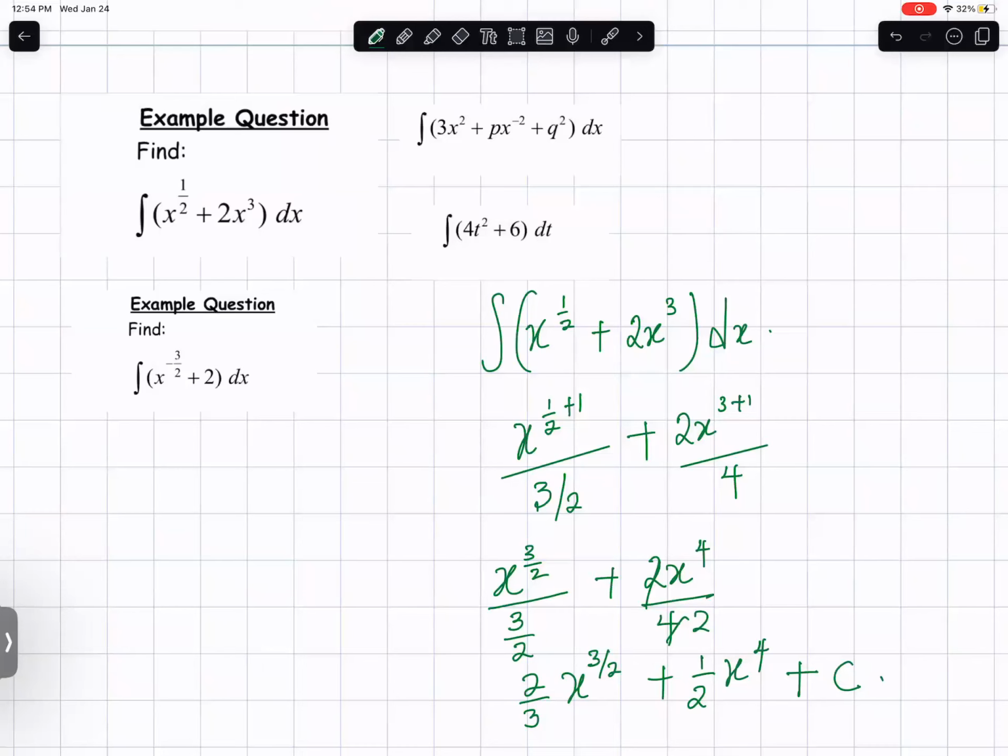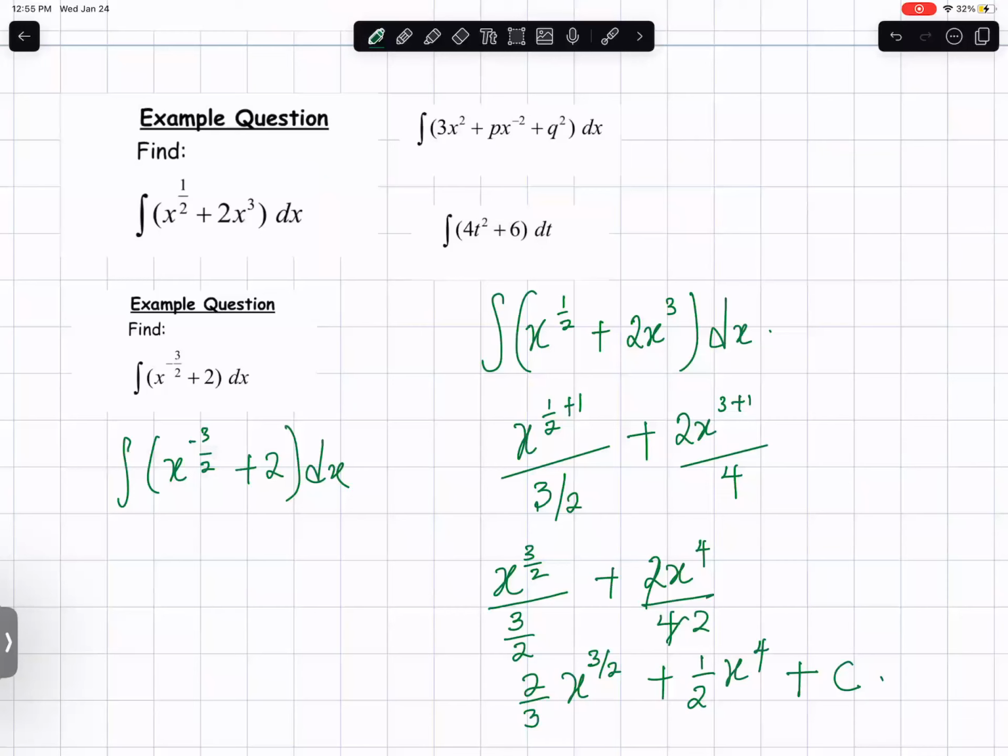So let's move on to the next example, which is integrating this: the integral of x^(-3/2) plus 2 dx.